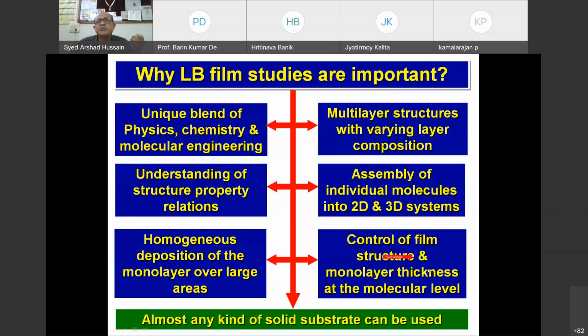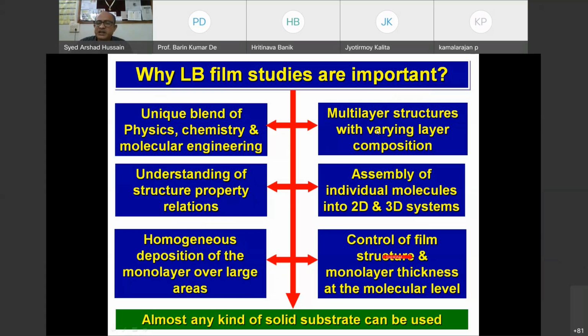Why is the study of the LB technique important? This is because it is a unique blend of physics, chemistry, and molecular engineering. You can get an idea about the physics, chemistry, as well as engineering of your systems by using this technique. You can learn about structure-property relations, how the organization of your molecules affects the property. Then you can have homogeneous deposition over a large area of the order of a monolayer, or maybe double layer, triple layer, like this kind of organization.